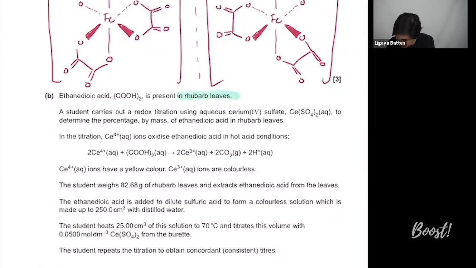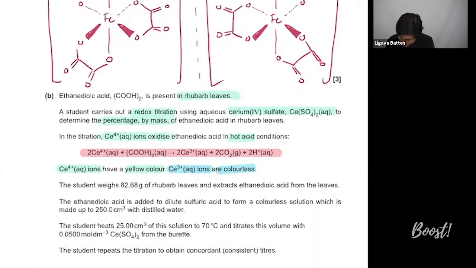The student carried out a redox titration including aqueous cerium sulfate to determine the percentage by mass of ethane dioic acid in rhubarb leaves. In the titration, Ce4+ ions oxidize the ethane dioic acid in hot acid conditions, and you've been given an equation here. Okay, so that's the oxidation of the Ce4+ ions, and it tells us that those Ce4+ ions have a yellow color, whereas the Ce3+ ions are colorless. So it's already told us the color change that you're going to see in this reaction.